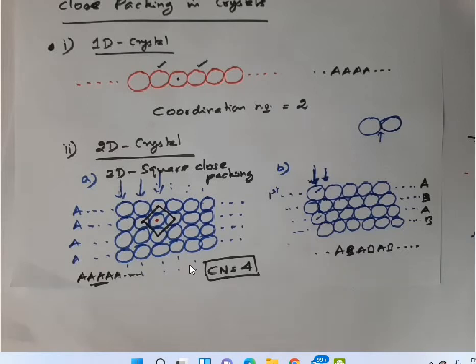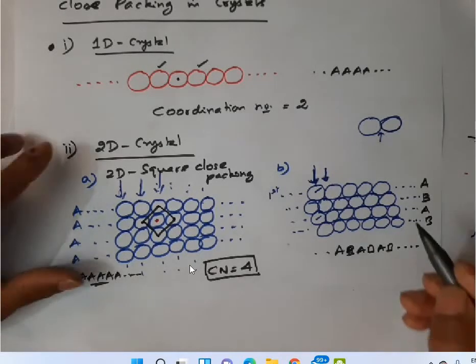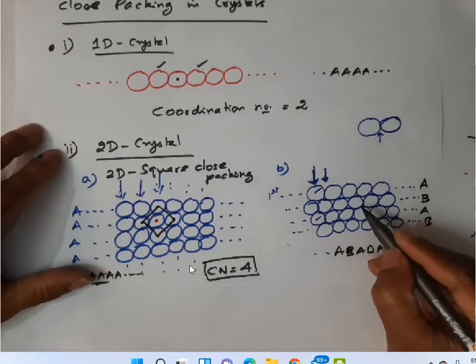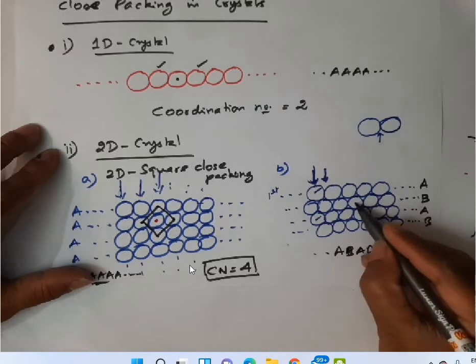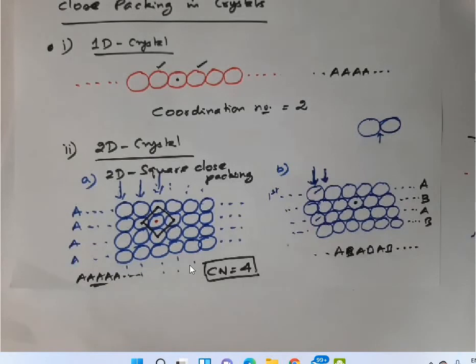Now, I will ask another question here. I'll take some reference atom. Suppose I'll take this. See, students, observe this carefully. I'll take this atom as reference atom. I put a point there. Tell me how many neighboring atoms are touching the surface of that atom? Six atoms. Very good. Yes, six atoms are touching the surface.